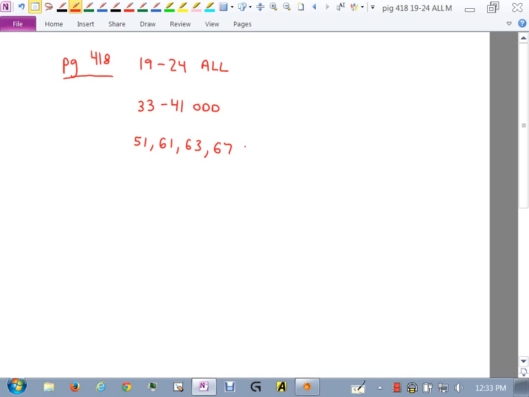Okay, so 33 through 41 odd. Those you have to show that f of g of x equals x and g of f of x equals x. So you have to show f of g and g of f both ways. 51, 61, 63, and 67 are just finding the inverses. That's what you just did right now. You don't have to verify it.